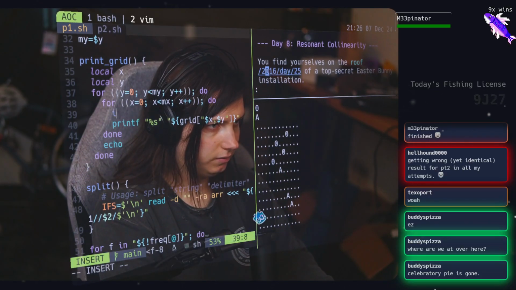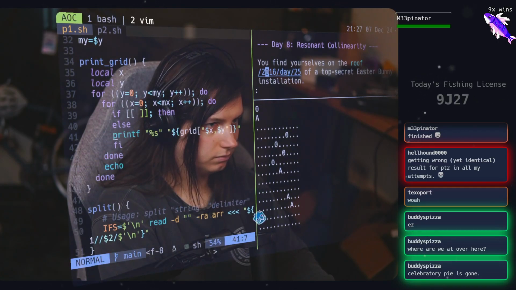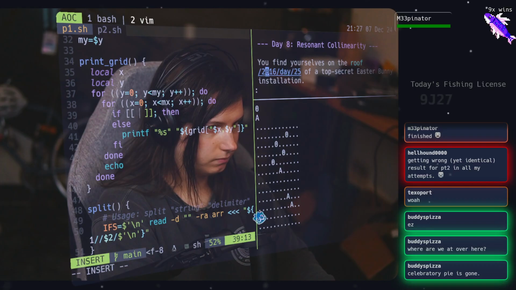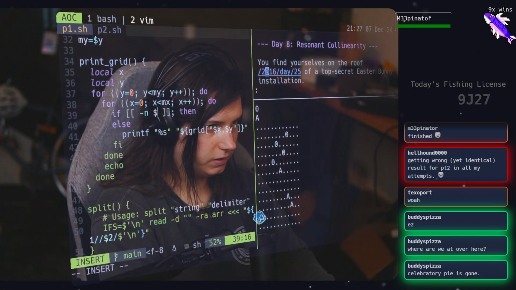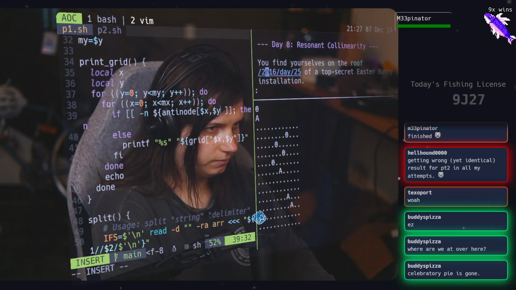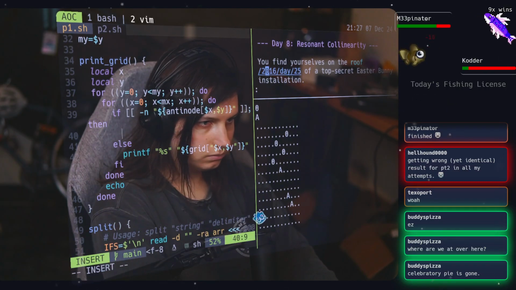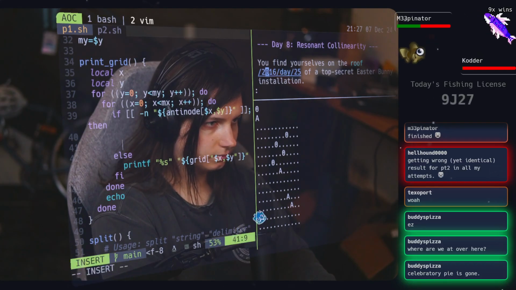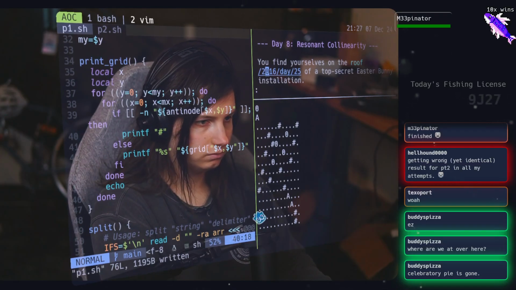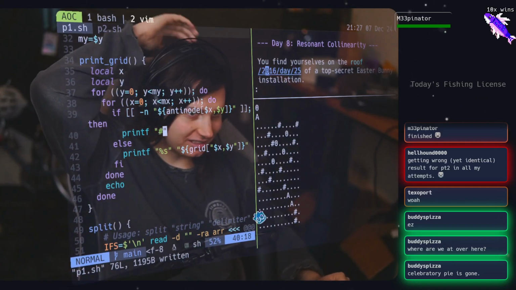It's actually pretty easy. So if there's an antinode at xy, look at that. Look at that. We put all the antinodes on there.